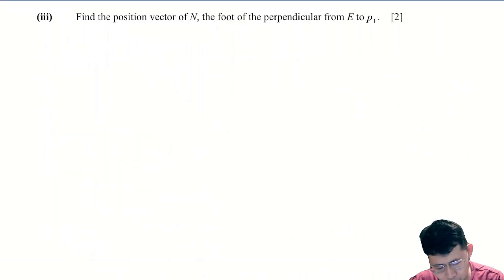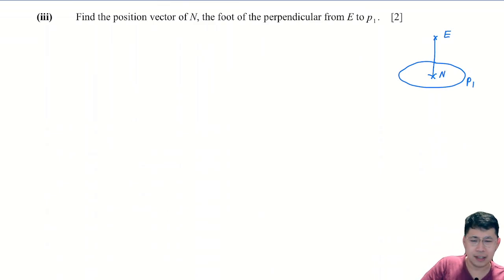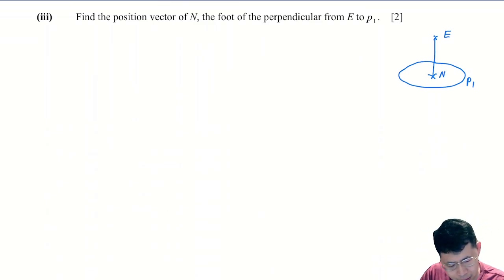Okay, so continuing for part 3, the image that we should have is a plane P1, and a point E up here, and then we are going to look for the foot of perpendicular N. Take note, because this is a foot of perpendicular, we are going to have this normal direction. We can borrow this to do some work.